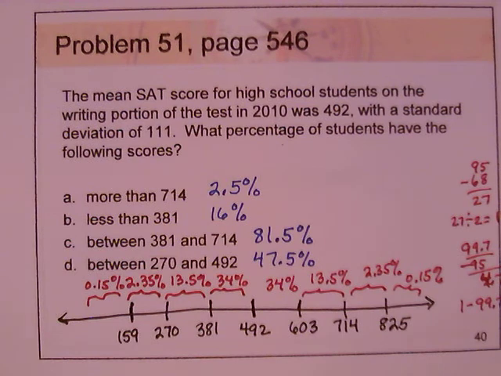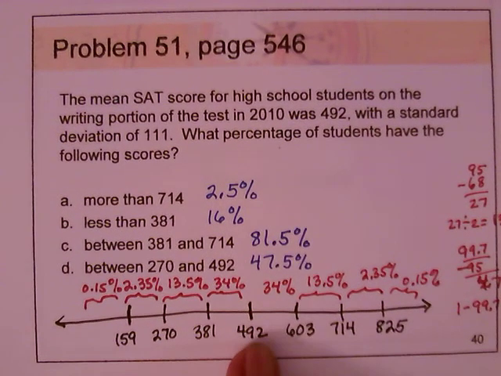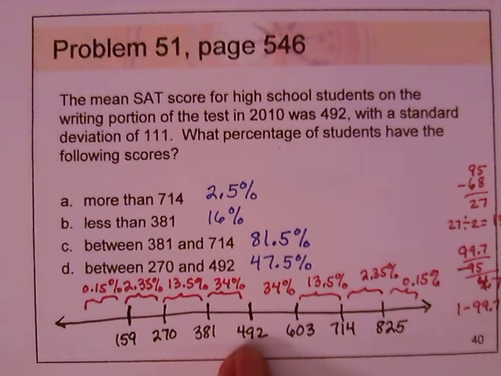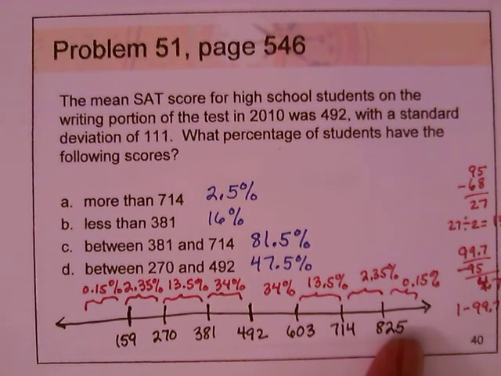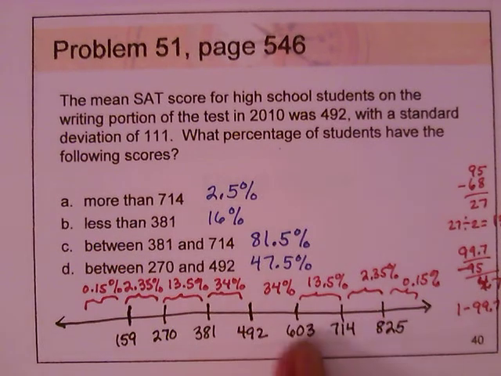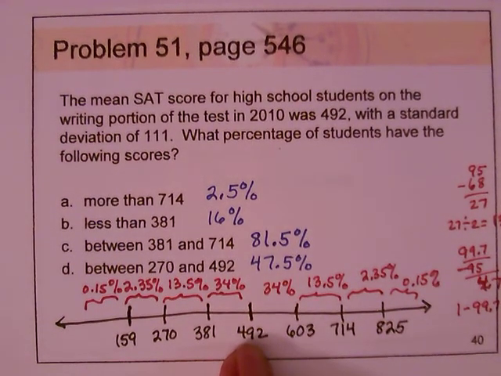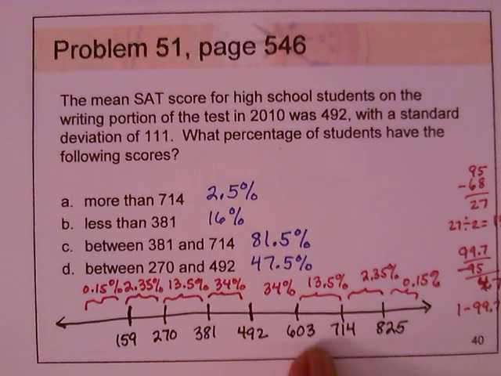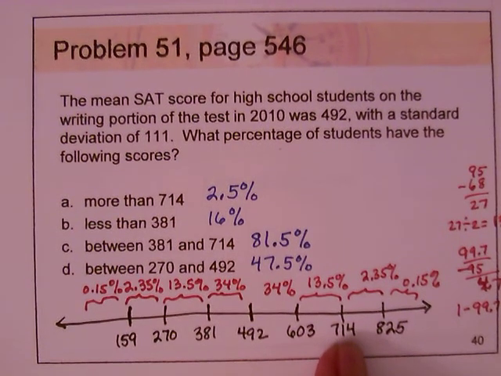Well, we need to create a table first, which is what I did here. The middle is the mean. That's the 492. To get these numbers that are above the mean, we'll keep adding 111 each time. So like that 492, I had to add 111 to get 603. And then add another 111 to get 714. And 111 added to 714 would give me 825.